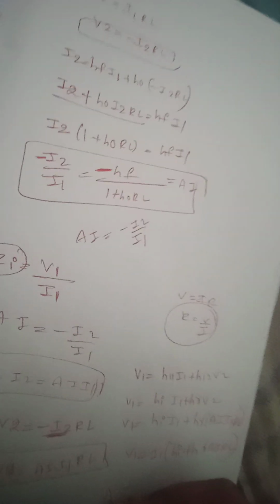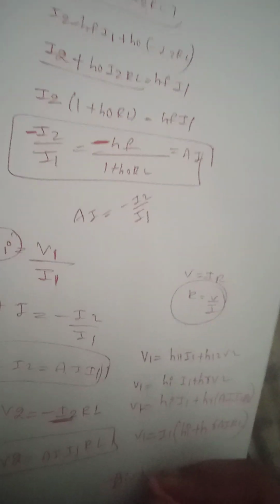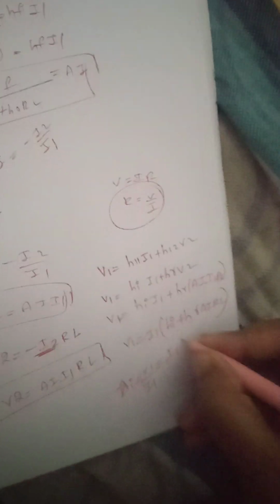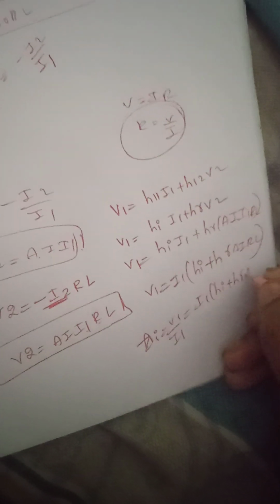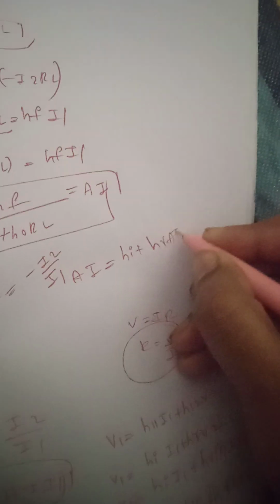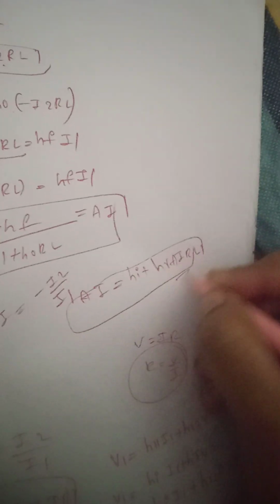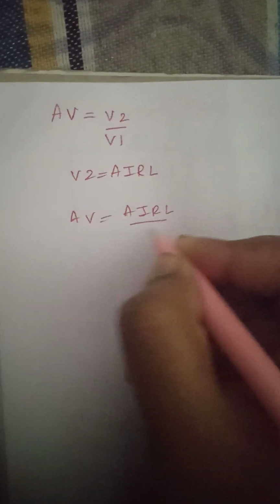Now Zi is equal to V1 by I1. So I1 into Hi plus Hr AI RL by I1. I1 gets cancelled. Zi is equal to Hi plus Hr AI RL. This is input impedance. Now let us discuss voltage gain. Voltage gain is represented as AV. So V2 by V1. We know that V2 is equal to AI I1 RL. Substitute here AI I1 RL by V1.